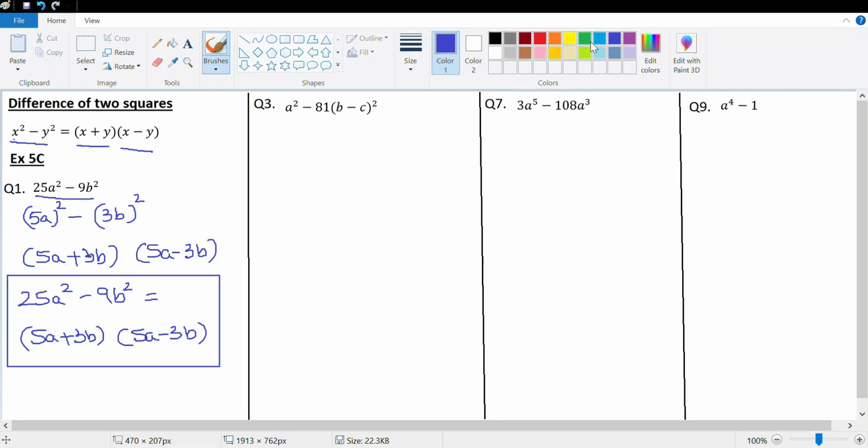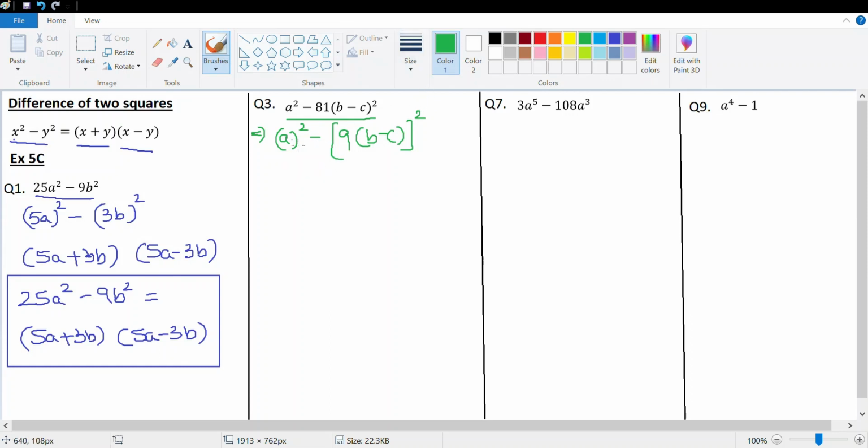That next question we're doing is question number 3. It says a square minus 81 times (b minus c) the whole square. So let's see, I can write this as the first term square. 81 is basically 9 square. So this is 9 times (b minus c) the whole square. So this is 9 square also and (b minus c) square also.